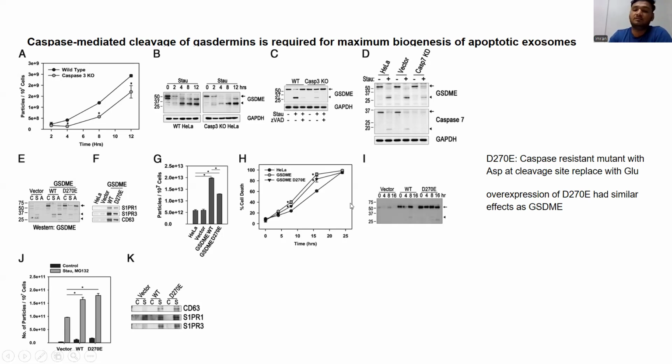And when the similar experiment was performed in 293T cells, it was found out that in later stages of the apoptosis, the wild type Gasdermin E was completely cleaved, completely disappeared, while the D270E was still present. And the exosome secretion in the 293T cells expressing mutant Gasdermin E was also increased, showing the similar results as the HeLa cells.